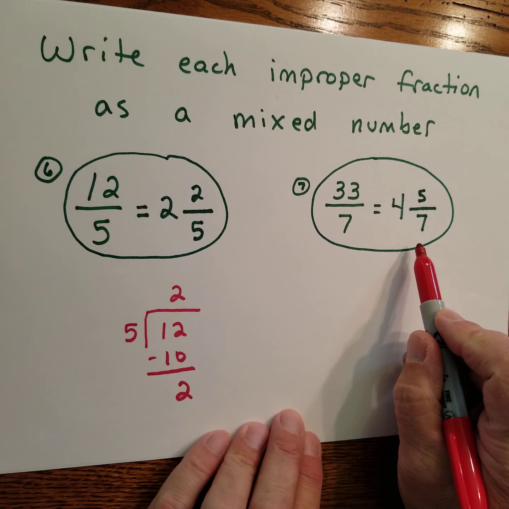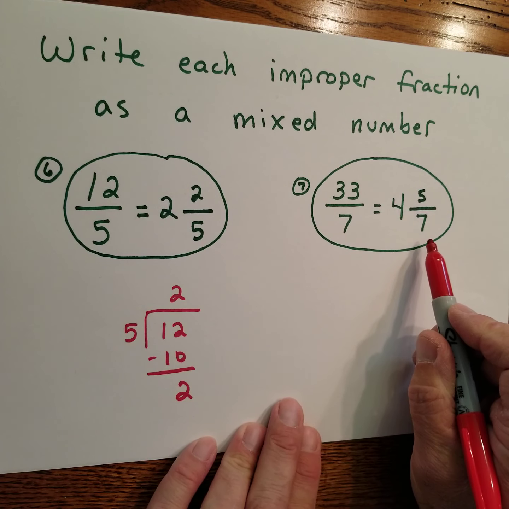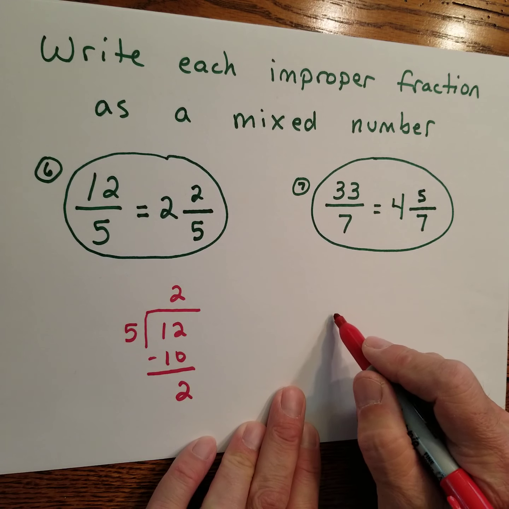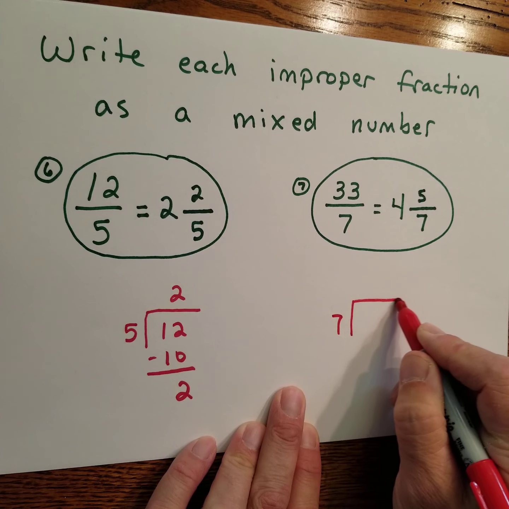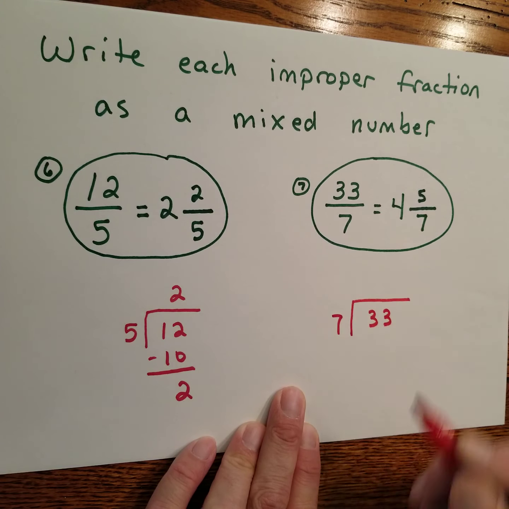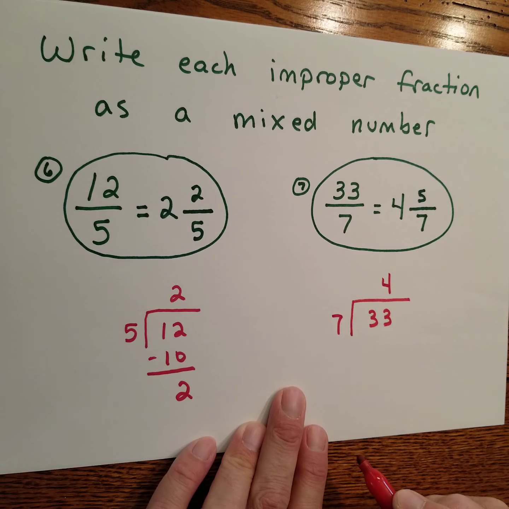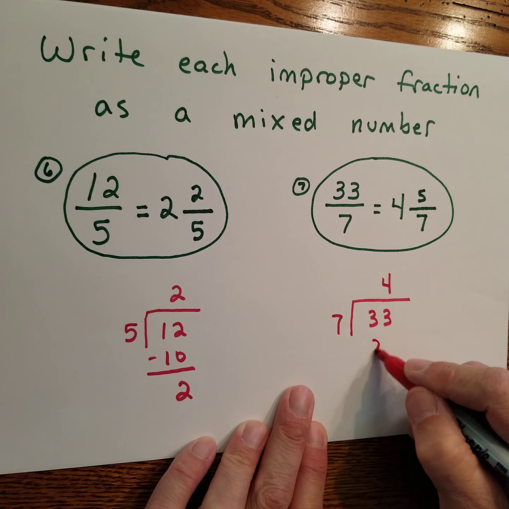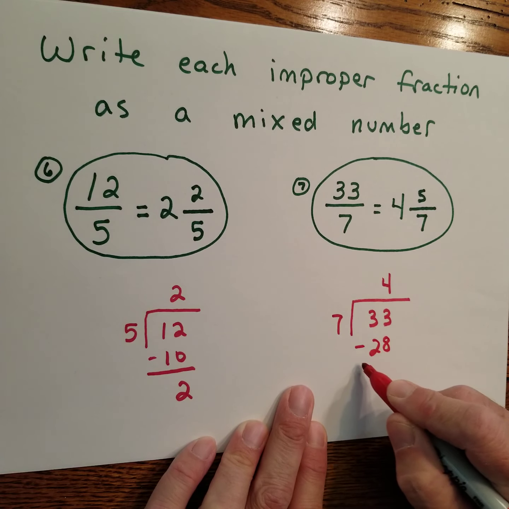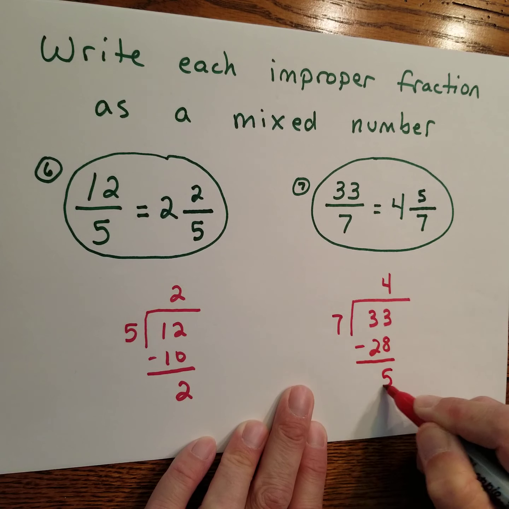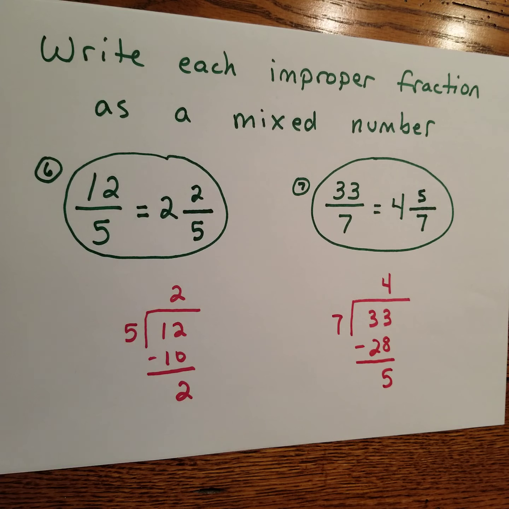How did we get 4 5/7? I copy the 7. Then I check to see how many times 7 goes into 33. 7 goes into 33 4 times. That's where the 4 comes from. 4 times 7 is 28. And when I subtract, I get a remainder of 5. That's where the 5 comes from.